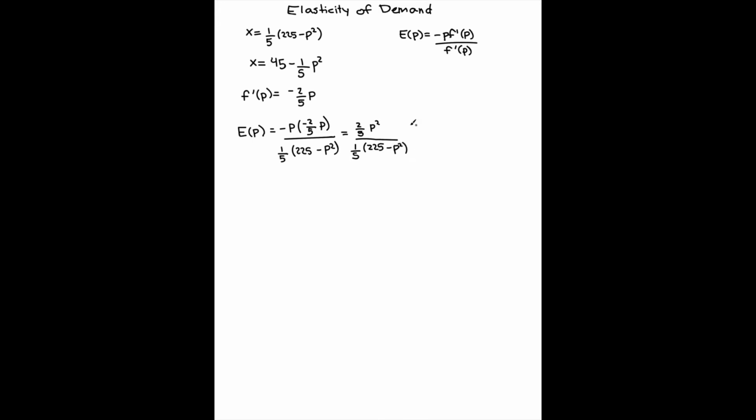We have fractions in our numerator and denominator, which isn't ideal for finding unitary elasticity. To get rid of the fractions, we can multiply the numerator and the denominator by 5, recognizing that multiplying our equation by 5 divided by 5 is essentially multiplying by 1, which doesn't actually change our equation, it just changes the form. And now our simplified elasticity equation is much easier to work with.